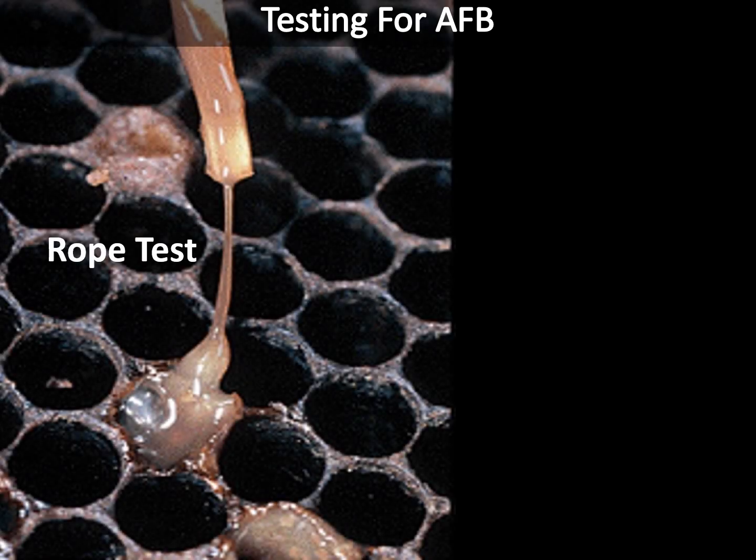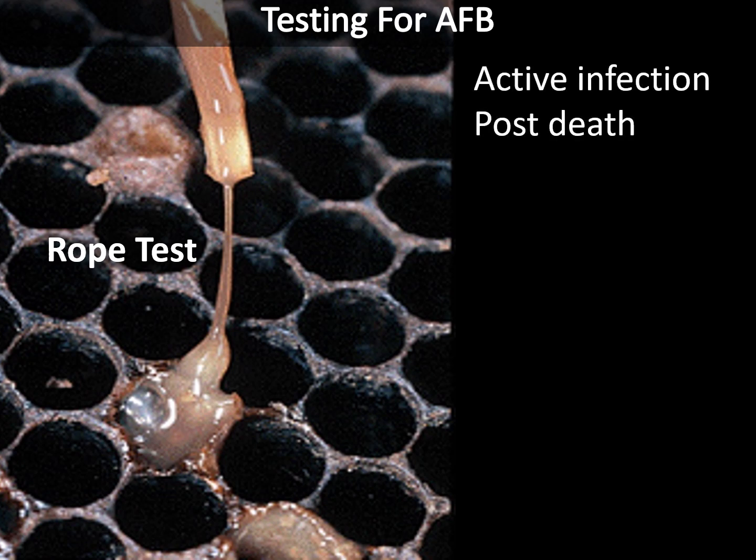And to test for this, you will use a matchstick or a little piece of twig or something, and you'll stick it down in the cell and stir it around in there. And when you pull that matchstick out, if there's a snotty, mucousy attachment from the twig or the matchstick to the cell, that is a clear indication that you're dealing with American foul brood. It's an active infestation post-death, so it keeps being active even though there's no live bees to feed on.